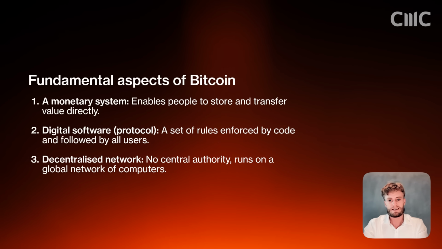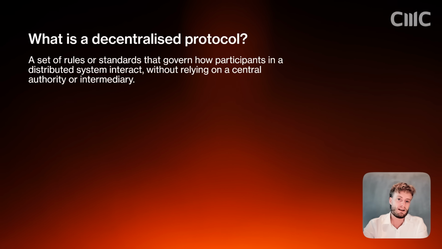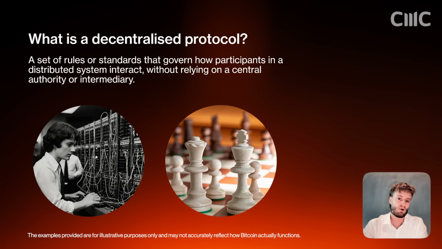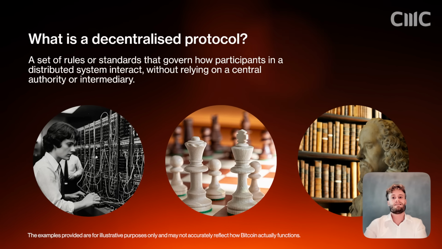So just to help ground this idea of a decentralized system of rules in some reality, I want to add a note on what a decentralized protocol actually is. A protocol is, in simple terms, just a system of rules. And the decentralized aspect of decentralized protocols means that there is no single authority or point of failure. Some real-world examples of a decentralized protocol might be the internet. Chess could also be thought of as a decentralized protocol. The English language could also be thought of as a decentralized protocol.